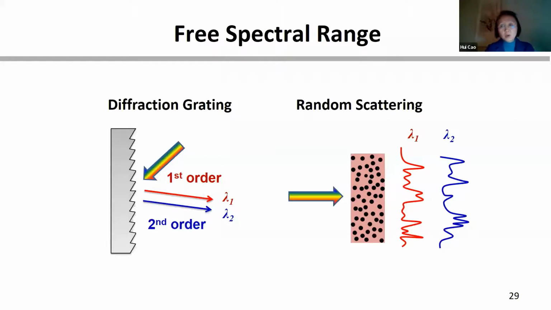But for disorder systems, we remove any possible symmetry, any possible degeneracy. So if you have two distinct wavelengths, their speckle patterns are very unlikely to be the same. It's just like no two persons have the same fingerprint. It's very hard to have two very different wavelengths with exactly the same speckle pattern. Therefore, we no longer have this free spectral range. We can really distinguish many different wavelengths using the same structure.